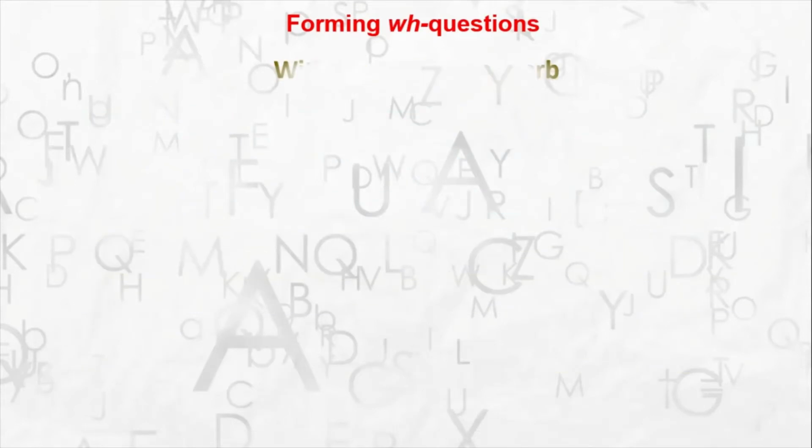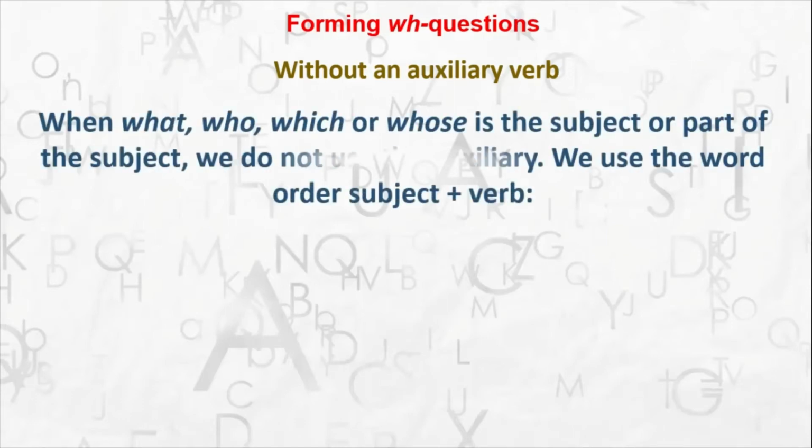Let's see. So you can make a WH question also without making use of an auxiliary verb. Sometimes it is not necessary for you to have an auxiliary verb. How? So see, when what, who, which or whose is the subject or part of the subject, then we again do not need to use the auxiliary verb. We use the word order subject plus verb. We saw it once, remember, in the example.